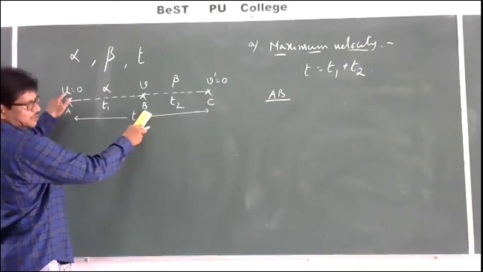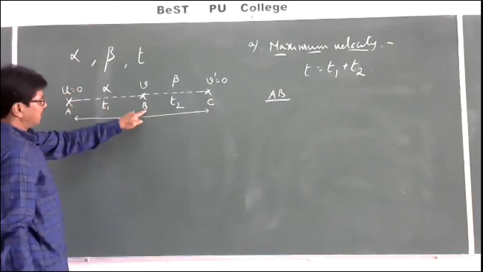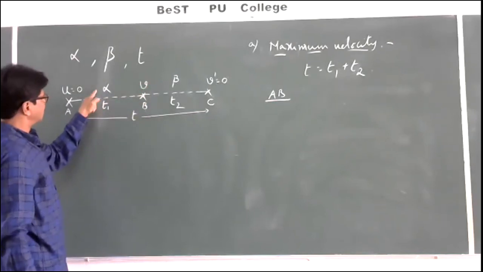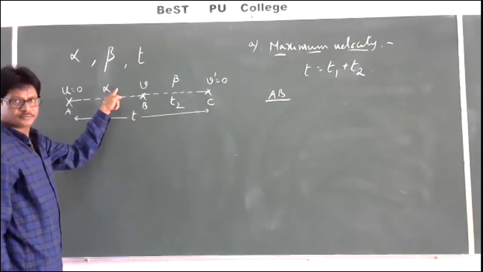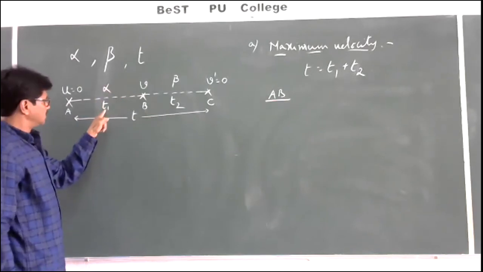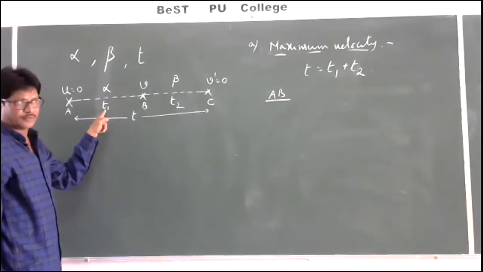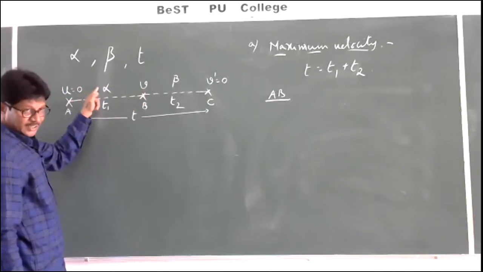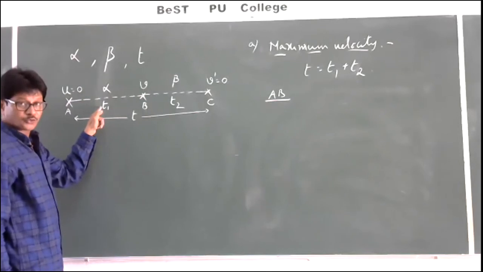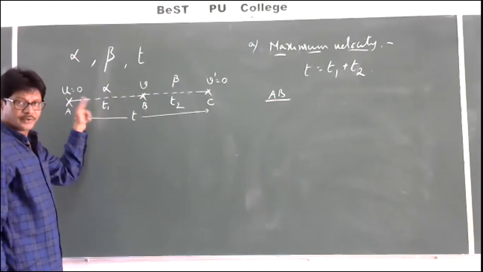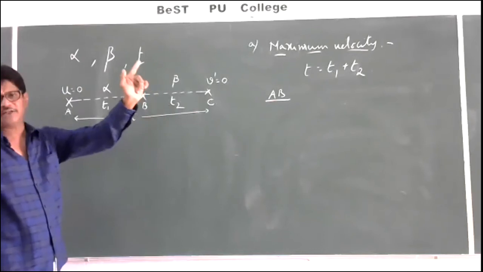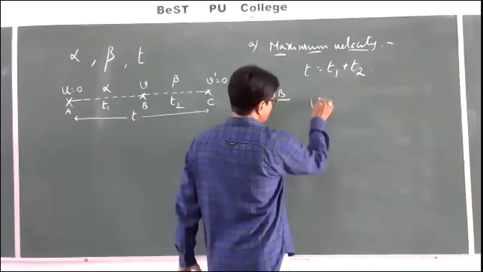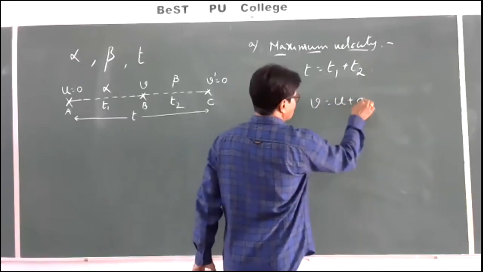Initial velocity is 0, final velocity is V, acceleration is alpha, and time is T1. So we have V, U, acceleration, and time. Which formula can I approach now? The formula V is equal to U plus AT. So I am considering V is equal to U plus AT.